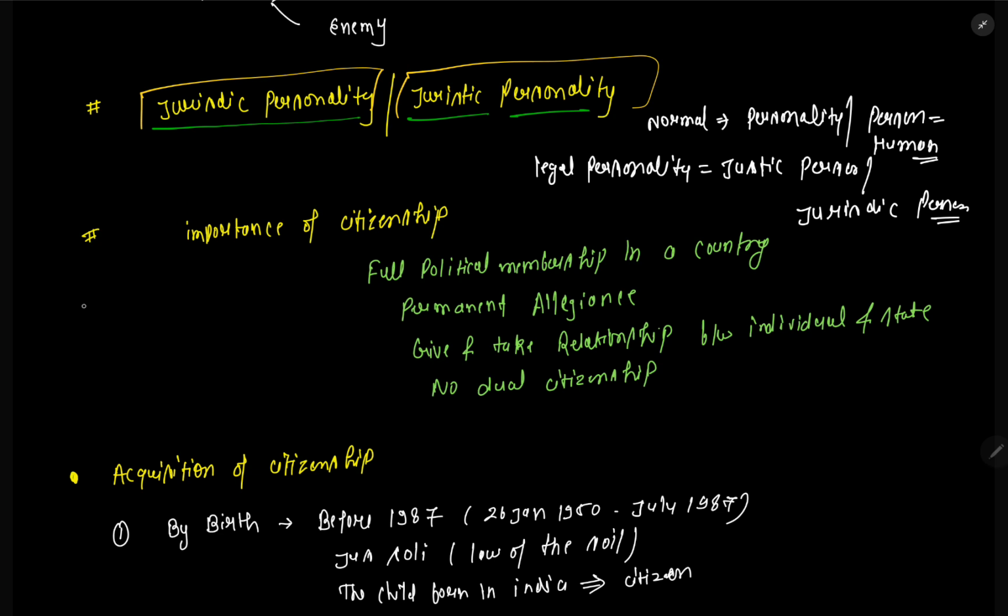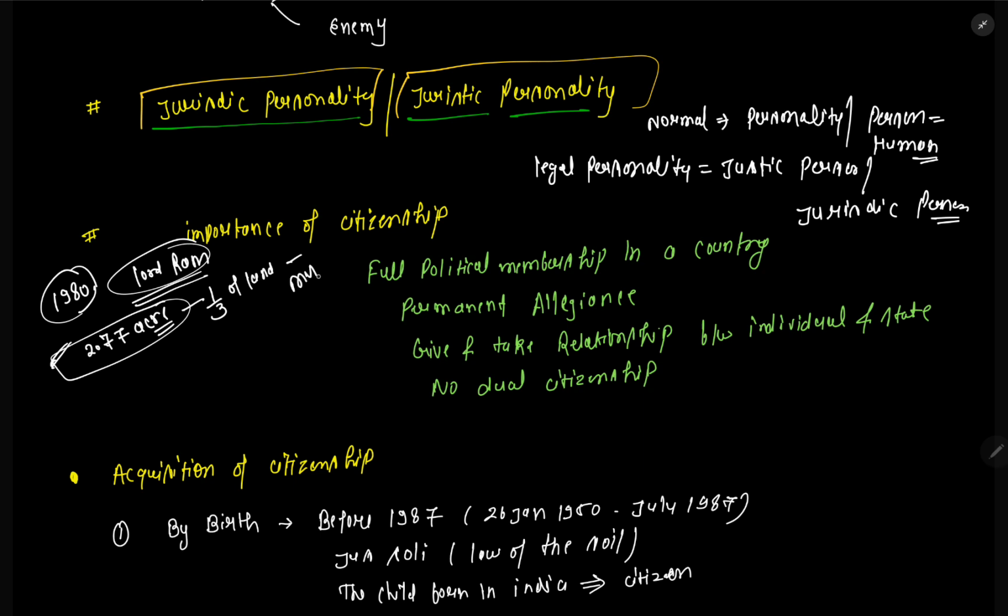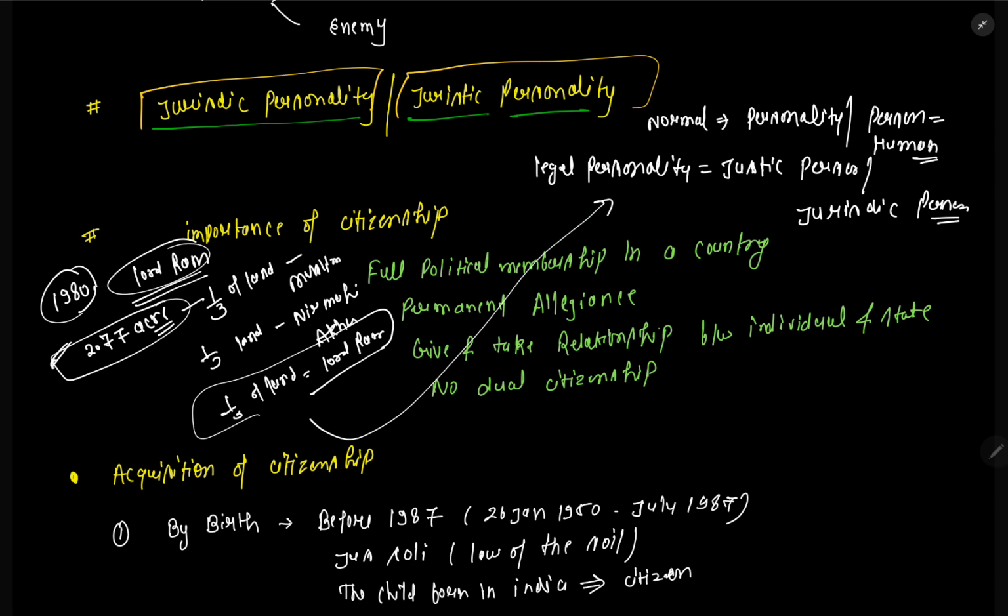Now what does this mean? For example, there was a petition in the year 1980. In 1980 a petition was filed in the Supreme Court on behalf of Lord Ram. Clear? And there was a dispute over the land of 2.77 acres. The petition was filed in the name of Lord Ram, and the claim was that one third of the land belongs to the Muslim community, one third belongs to the Nirmohi Akhara, and one third belongs to Lord Ram. So Lord Ram became a juristic personality or a legal personality in this case.